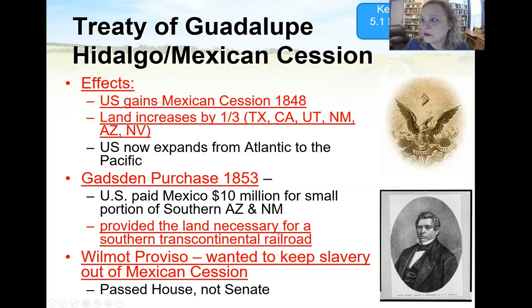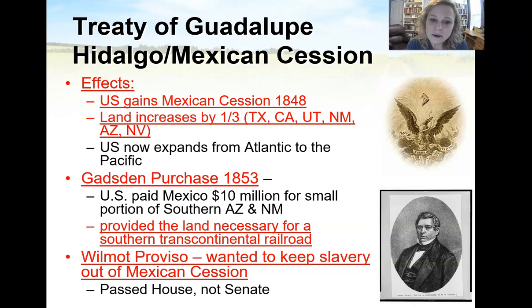Okay, we know that this war itself is not long. Mexico doesn't really have much, and the war itself is really just a short two years. The big part of this is the effects of the war. The Mexican Cession in 1848 increases America by a third. This fulfills the whole idea of manifest destiny that we learned about a couple weeks ago, and now we've expanded all the way to the coast.